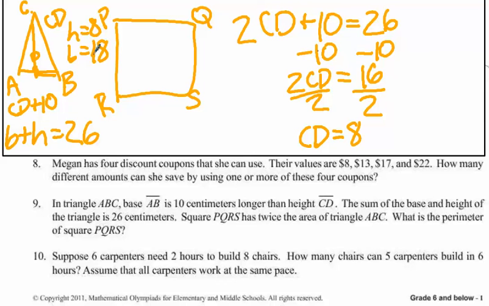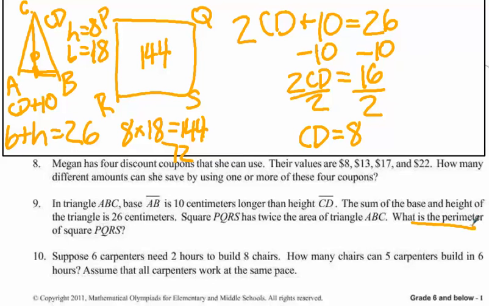We could find the area. So the area of a triangle is base times height divided by 2. So we get 8 times 18, which is 144. And then you can divide that by 2, so the area of one triangle equals 72. But we want to know the area of the square, so we're going to have two triangles, so 72 plus 72, 144.